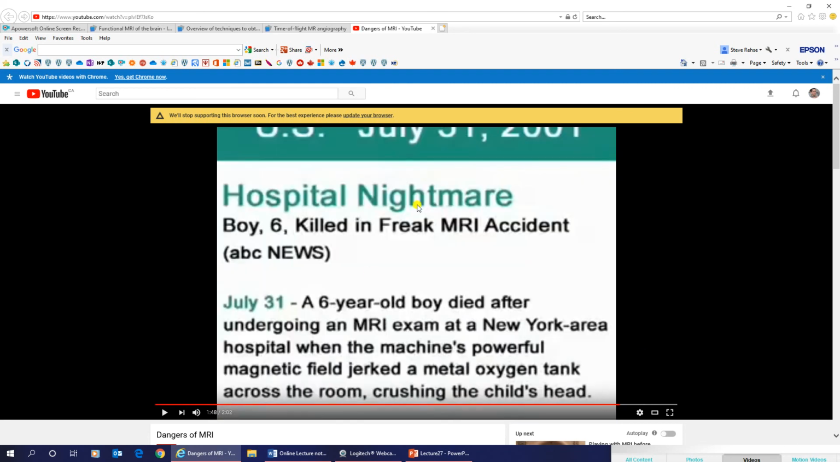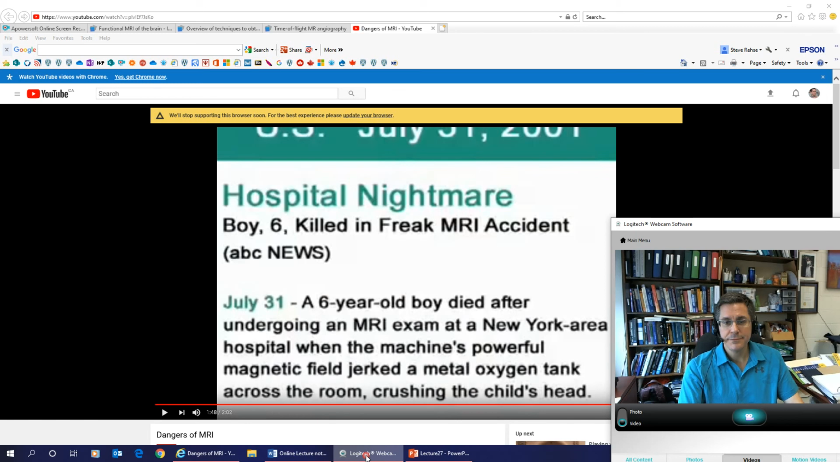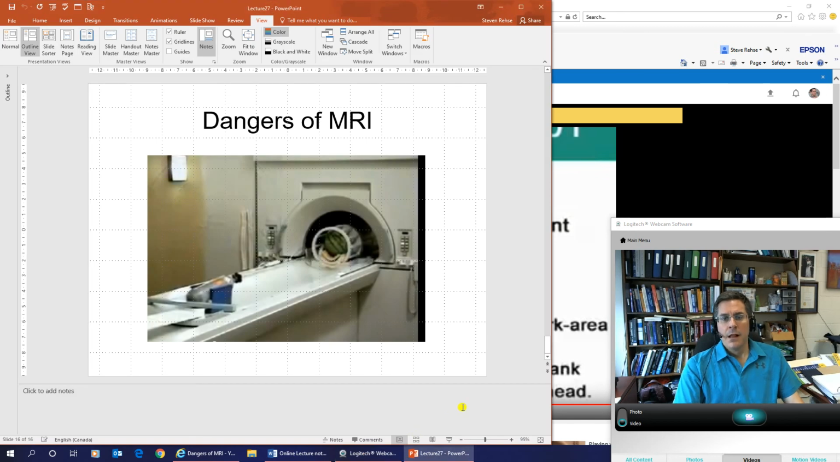All right, and then they finish, I don't know what year this was, apologies: boy, 6, killed in freak MRI accident. A 6-year-old boy died during an MR in the New York area. The powerful magnetic field jerked a metal oxygen tank across the room, crushing the head. And how sad is that? So it's real. Projectile hazards are real.